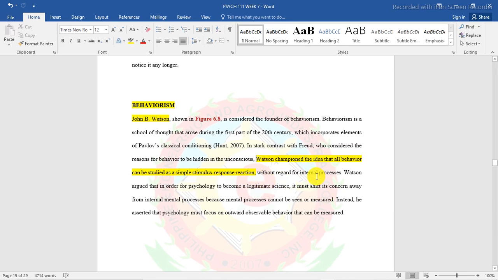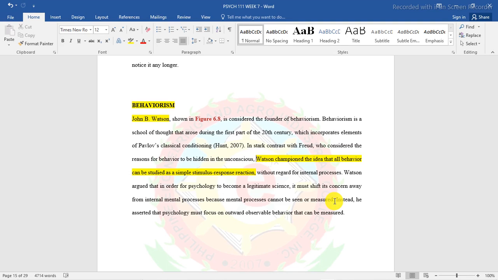Okay? Watson argued that in order for psychology to become a legitimate science, it must shift its concern away from internal mental processes because mental processes cannot be seen or measured. Tama. May idea din si Pavlov. Ito yung sabi niya, dapat mag-shift din yung psychology from internal to external. Kasi pag internal, meaning sa brain processes lang, hindi mo nakikita. Doktor lang nakikita, kailangan mo talagang butasan yung utak, buksan yung utak para makita. Behavior yung isasabi natin dito, hindi yung cells sa neurons.